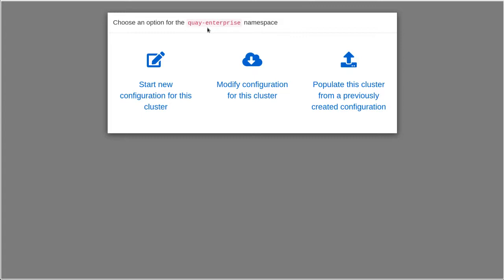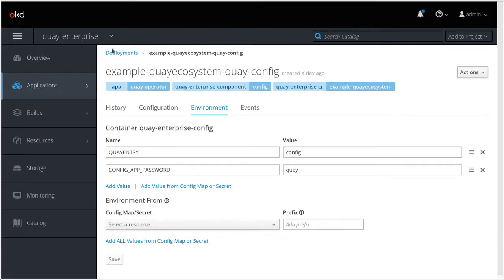We're given three choices. We can start a new configuration, we can modify the configuration on this cluster currently, or we can upload a previously generated config.tar.gz. Before I click the next button here, let's just look at the deployment. I have two deployments: a deployment for Quay, and a second deployment for Quay config. You can see that I've configured through the environment the Quay entry point to be config, and I've also set the password to Quay.